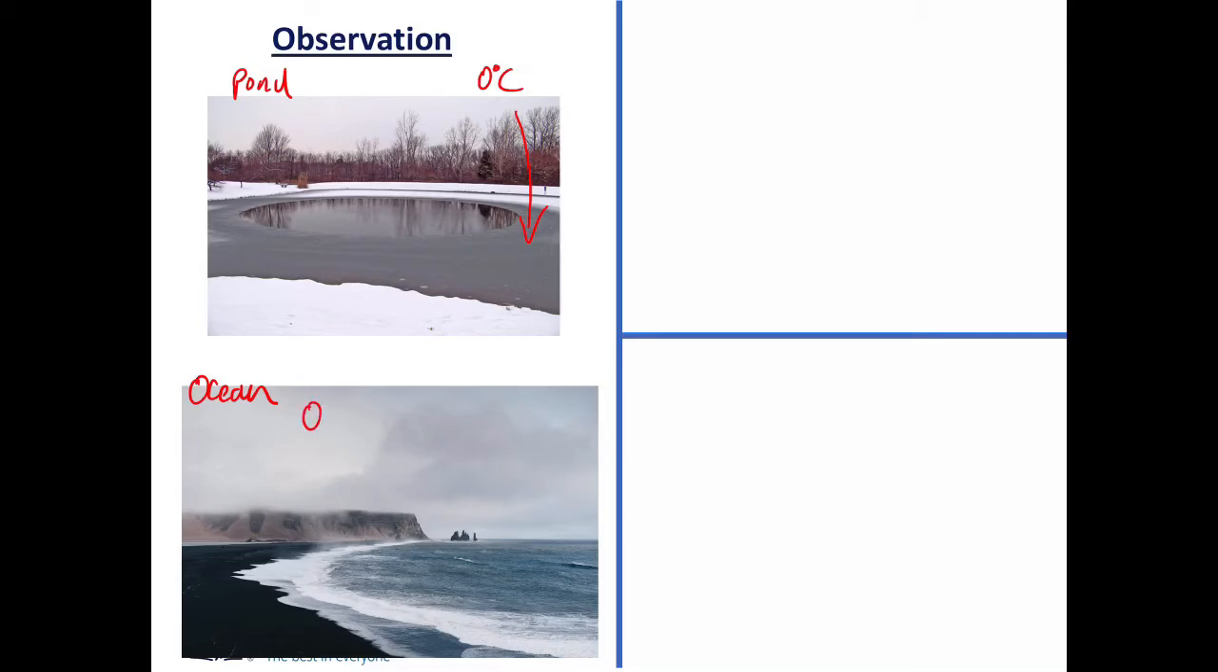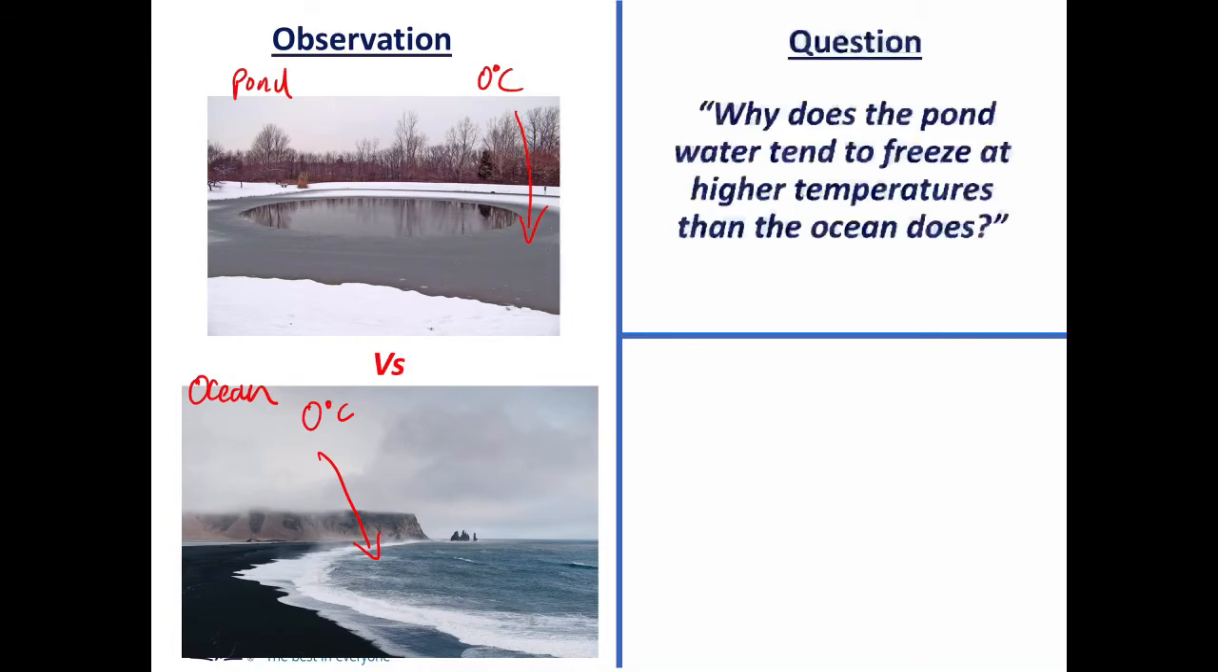However, with the ocean, it's also 0 degrees Celsius here, but it hasn't frozen yet. And you wonder why that is the case. How come that is happening? So the question that you might come up with is, why does the pond water tend to freeze at higher temperatures than the ocean does? So that is your question. So through your observation, you then ask this question, and then we formulate a hypothesis as a possible explanation from what is being observed.